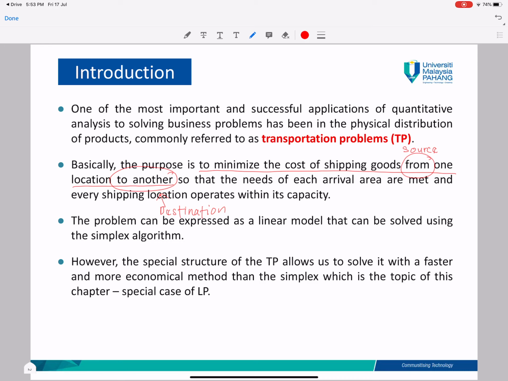Transportation problem ni, dia can be expressed as a linear model. Maksudnya bila dia linear model, it is actually can be solved by using the simplex algorithm. Tapi oleh kerana transportation problem ni, bila orang kaji-kaji, dia ada special structure. Dan this special structure, it allows for solving the transportation problem better than by using the simplex method. Jadinya, that is why we have this chapter. Okay. So, bila dia linear model, maksudnya transportation problem ni, bila kita modelkan dia adalah special case of linear programming model.